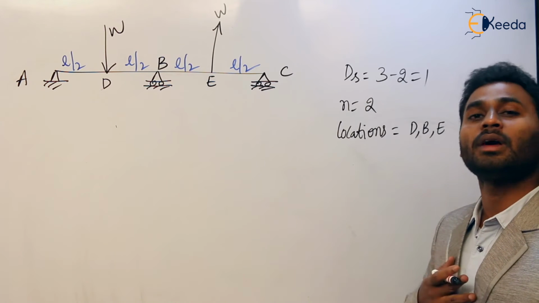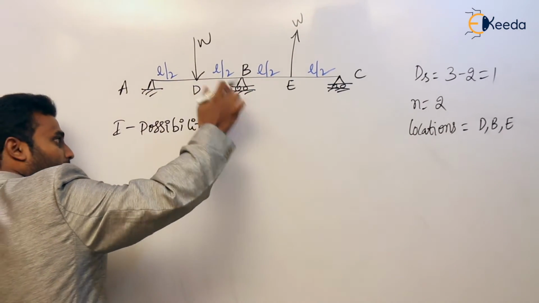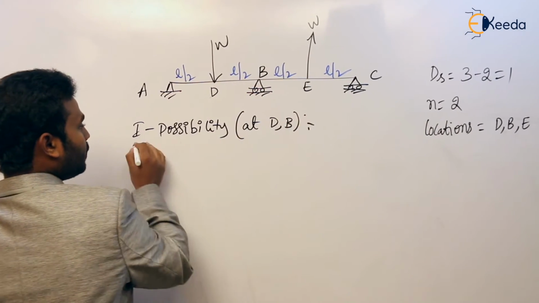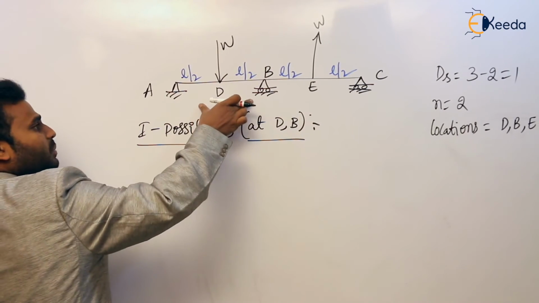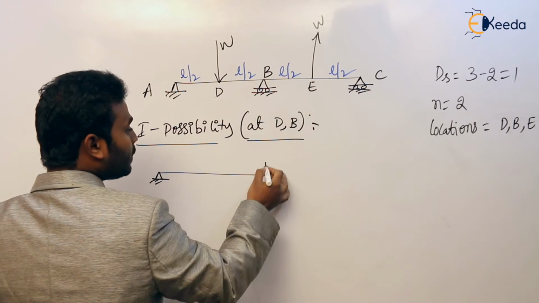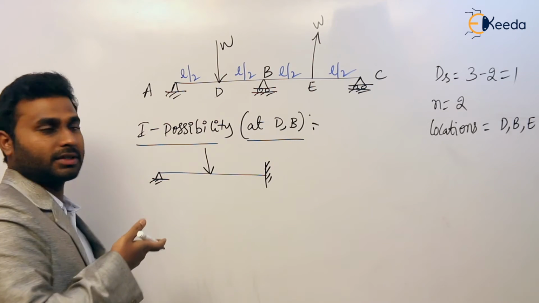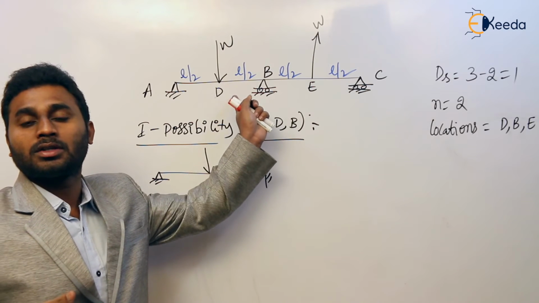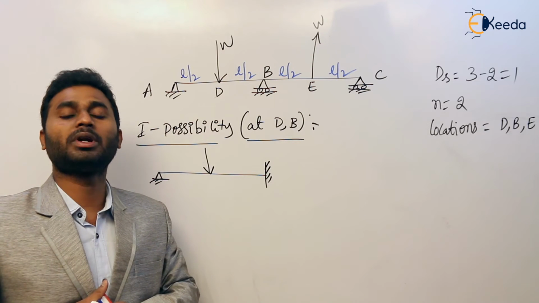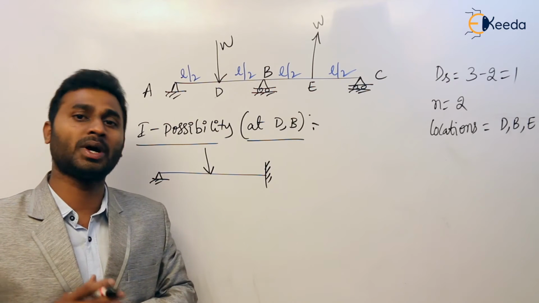So again, going through the possibilities. First possibility: assume hinges at D and B. So consider only this part. This is like a proper cantilever beam with a center point load. Agree or not? Why? Because the supports in a continuous beam act like a fixed support, since they can take the moment. Of course, the total moment summation at that continuous support may be 0, but they can take bending moment.